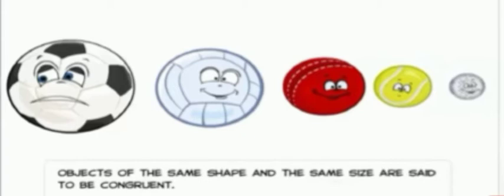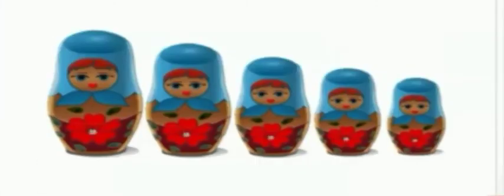Let's recap the definitions of similar and congruent. Objects are said to be congruent only if they are of the same shape and the same size, whereas objects of the same shape and different sizes are called similar figures. An important observation to note is that all congruent figures are similar, but all similar figures need not be congruent.